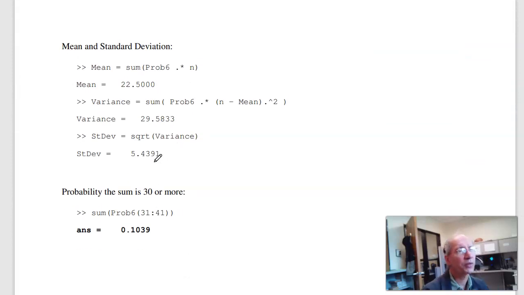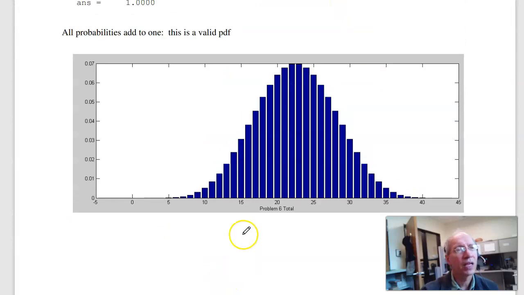Mean of 22.5, variance of 29.5, take the square root, standard deviation 5.43, and the area to the right, probability of 30 to 40, is 10%. Now these last numbers we're going to compute again when we get to a normal distribution. If you note, this is a nice bell-shaped curve. That's the central limit theorem in action.